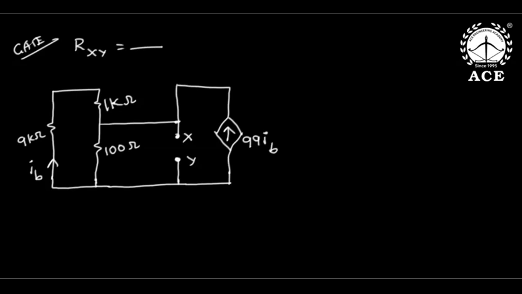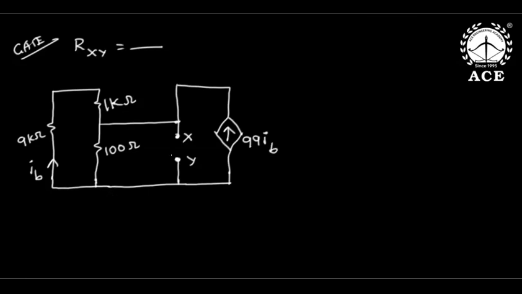Now listen, everyone. This problem is again a problem with only a dependent source. This network cannot work alone because there is no independent source. So how do we find resistance by applying Ohm's law? Give voltage, find current, or give current, find voltage.